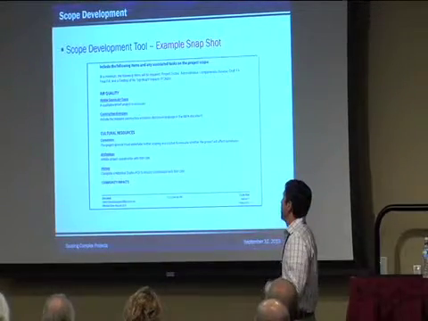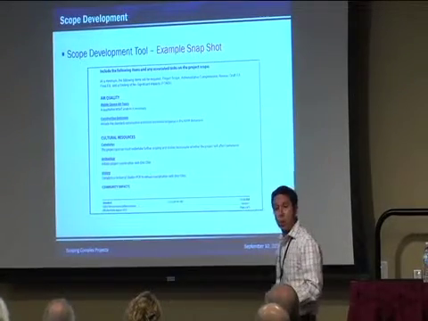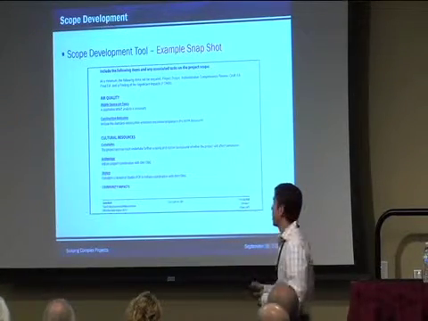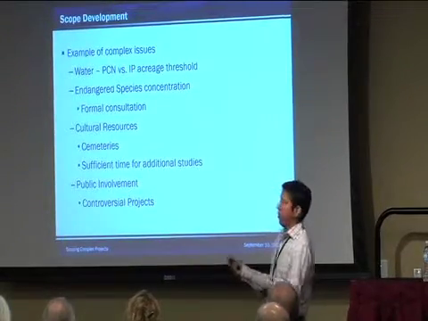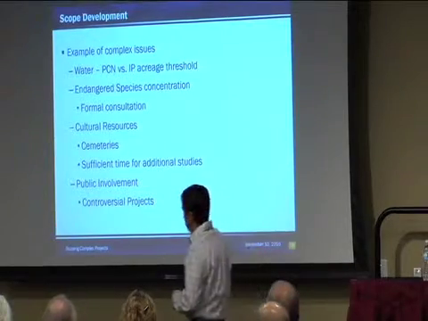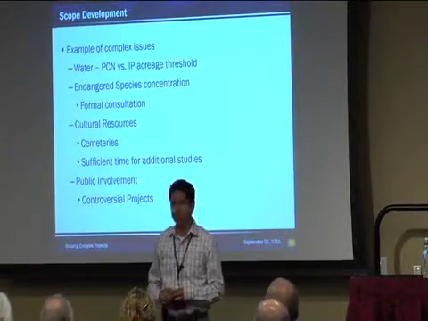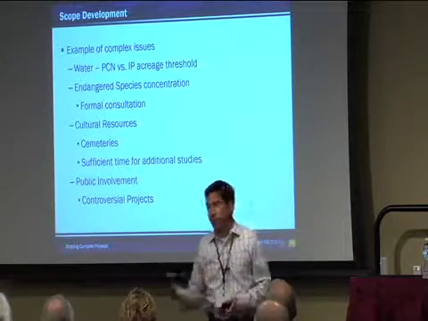So this is an example of our snapshot. Like I said, it just outlines by resources what needs to be done. It's kind of a to-do list just to check off. All right, so some examples of complex issues, and that's what my talk is supposed to be on mostly. I wanted to give you some examples of how we're using that communication.